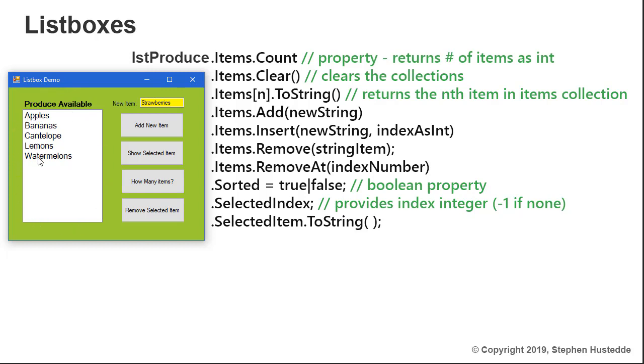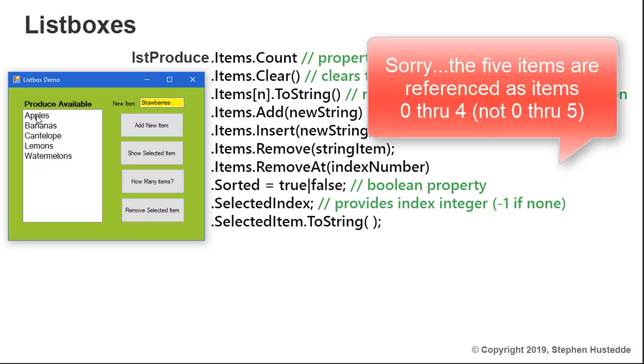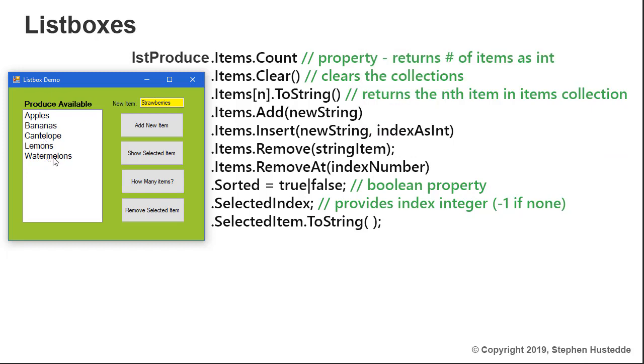I have some produce that I put into that list box, and there's an items property that we can add to the collection of that property and enter items that we want to have in the list box. So in this case, I entered 5 produce items, and they are then referenced as 0 through 4. So apples would be my item sub 0, bananas item sub 1, and watermelons are item sub 4 since it's the 5th element. Now we have a bunch of methods that we can use with a list box.